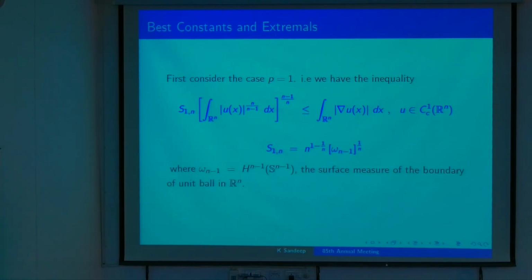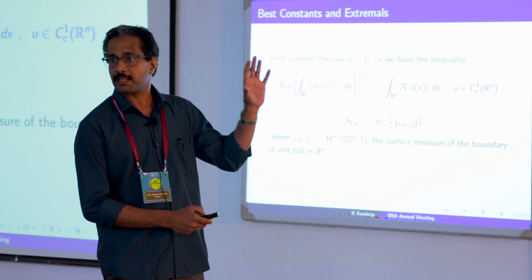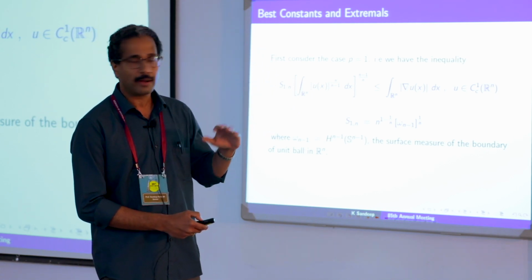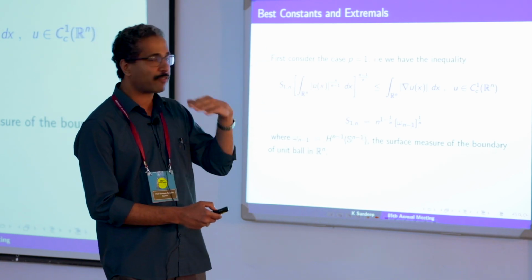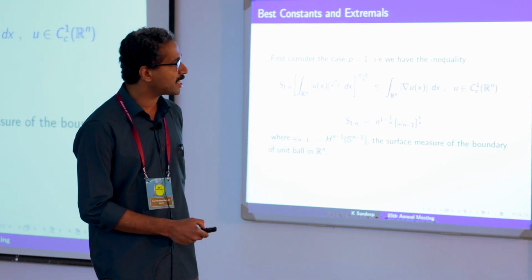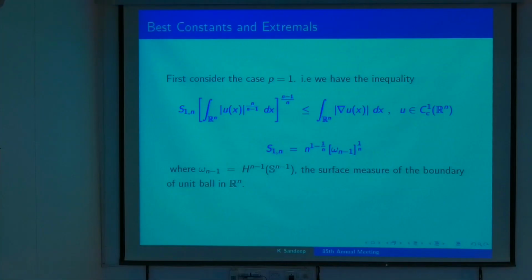In fact you can calculate that. It can be written like this, where omega_{n-1} is nothing but the surface area of the (n-1)-dimensional sphere: you take the unit ball in R^n, its boundary is (n-1)-dimensional, and its surface area is what I denoted by omega_{n-1}. It is known. Okay, so the best constant in this inequality is also known.